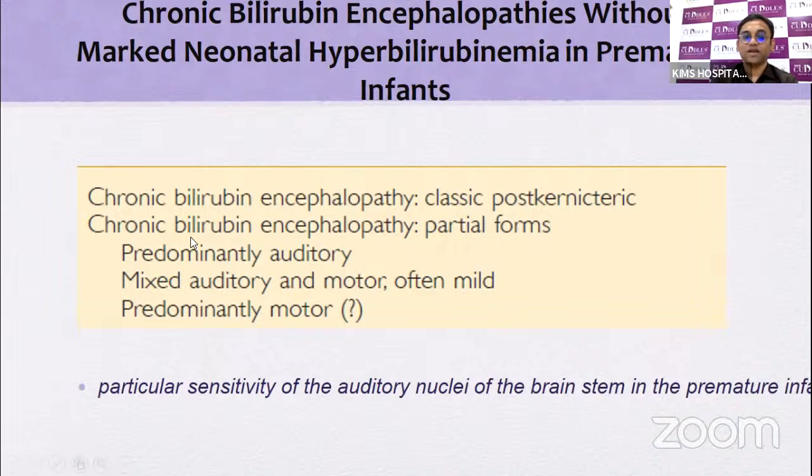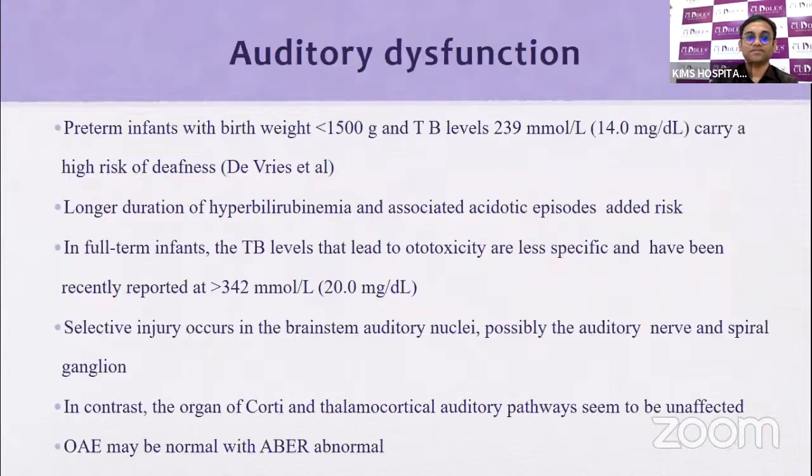However, in the case of without marked neonatal hyperbilirubinemia, there can be partial forms which have predominantly auditory involvement because of the greater sensitivity of the auditory nuclei of the brainstem in premature infants. Or they can have a mixed auditory and motor form, and rarely they can have a predominantly motor form. So usually they have a predominantly auditory form, and the partial forms are more common.